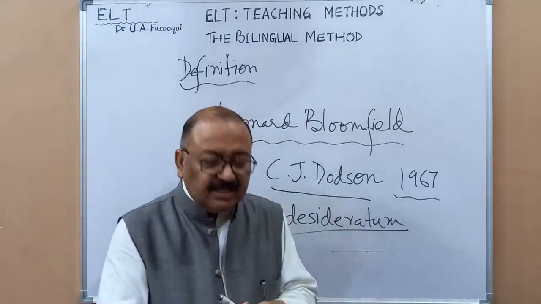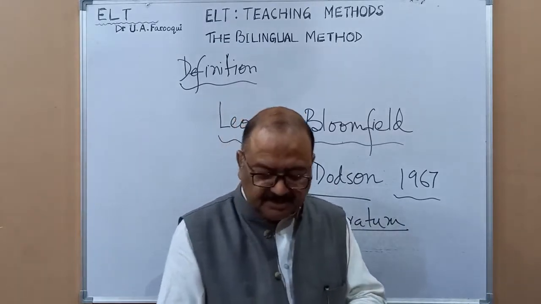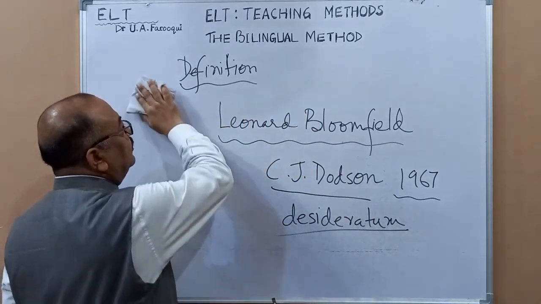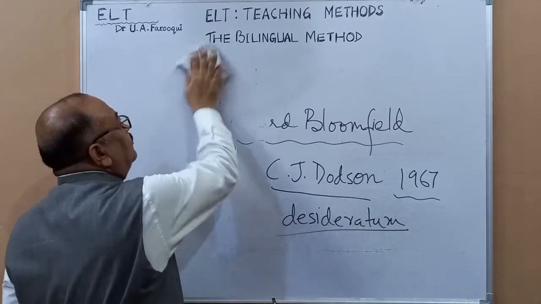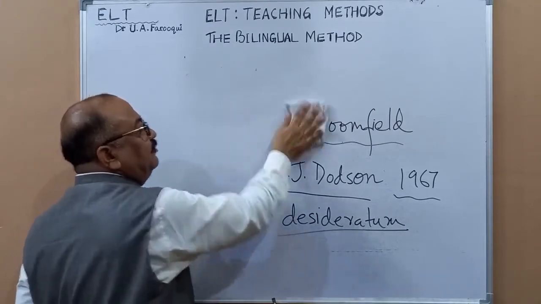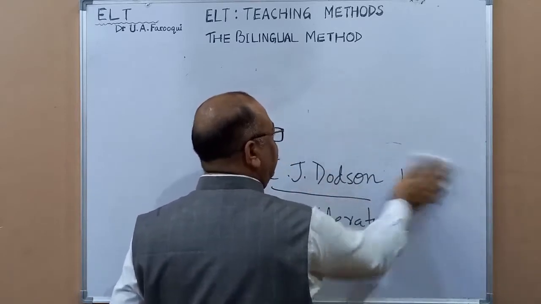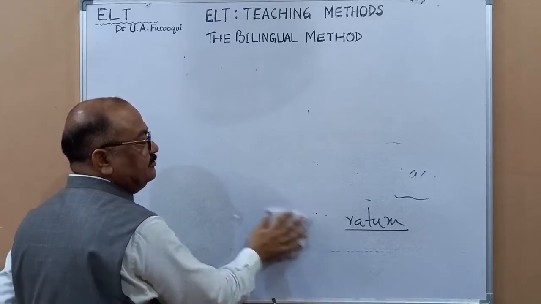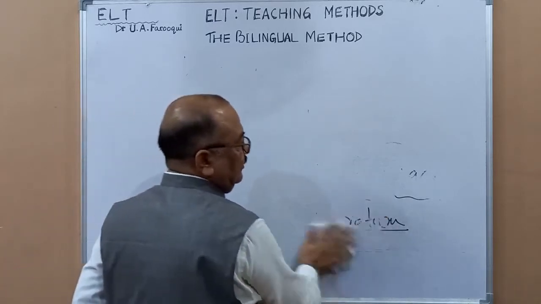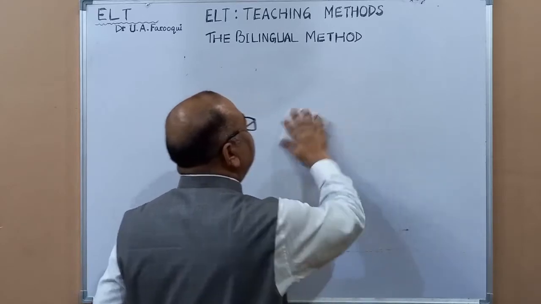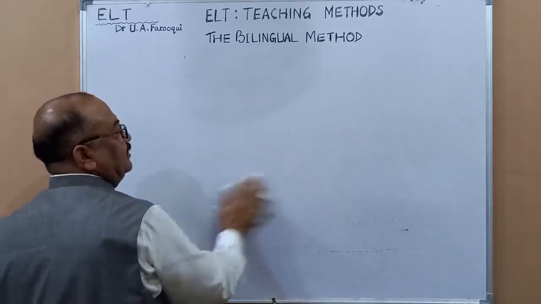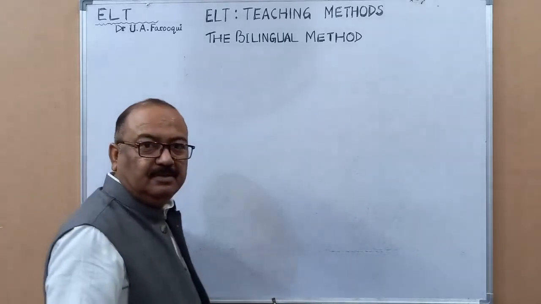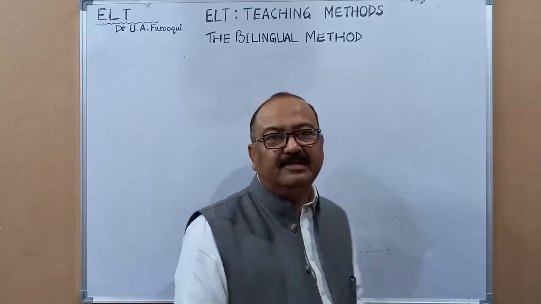So now let us discuss the principles, the main characteristics of the bilingual method. We have seen the definition given by Leonard Bloomfield. What did he say? He said that if a person has a command over the two languages, the native and the foreign, then we call such a person a bilingual. This was the definition given by Leonard Bloomfield.